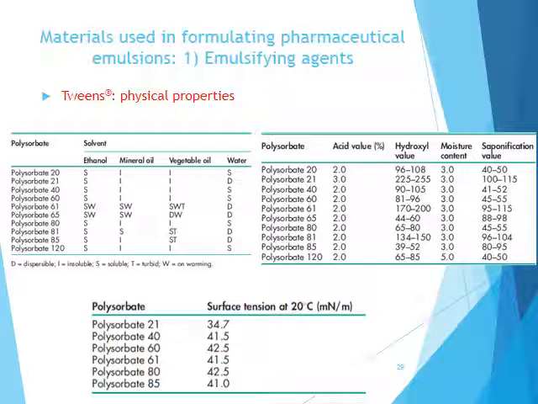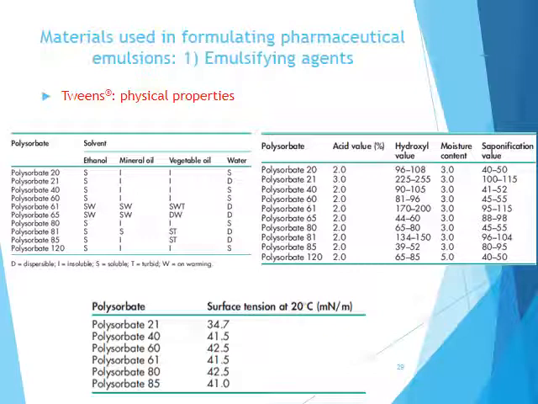Also the second table is showing the acid value, the hydroxyl value, the moisture content and the saponification value for the different Tweens. You have to know some information: what do we mean by the acid value, hydroxyl value, and saponification value? So this is homework. Different Tweens have different acid values, as you can see here in this table, and also different hydroxyl value and saponification value, and the moisture content is different.